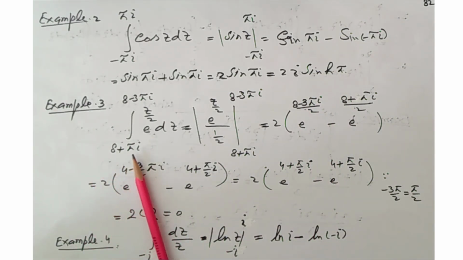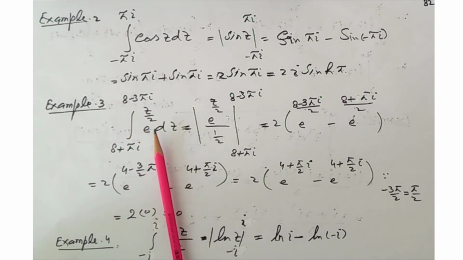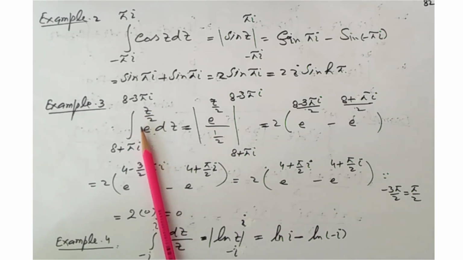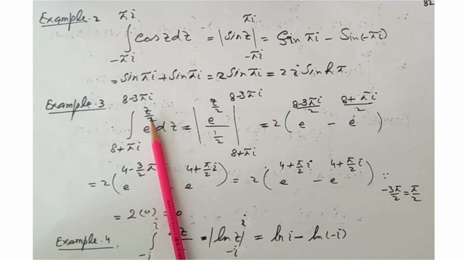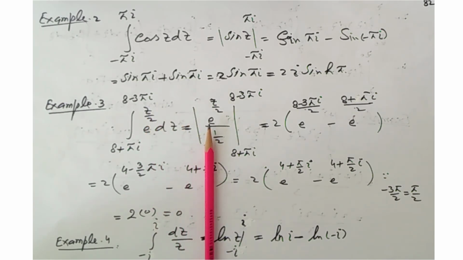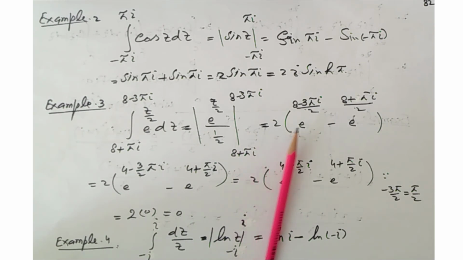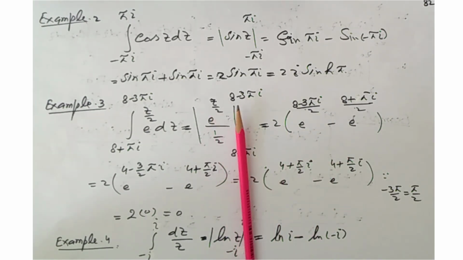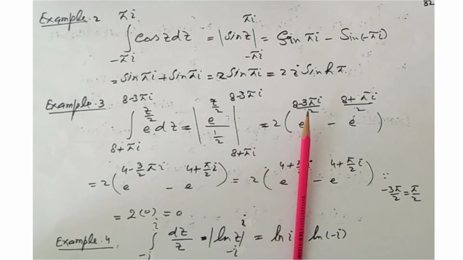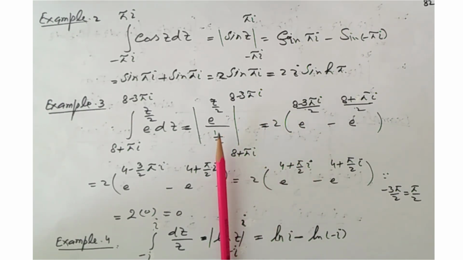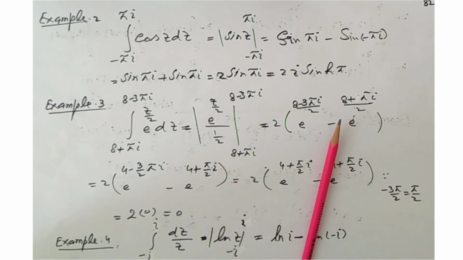Example number 3, integral 8 plus pi iota to 8 minus 3 pi iota of e raised to the z by 2 dz. By simple integration, the integral of e to the z by 2 is equal to e to the z by 2 over 1 by 2. We can write 2 in this place. By putting the limits, upper limit first, we put 8 minus 3 pi iota in place of z, and then minus, we put in the place of z 8 plus pi iota.